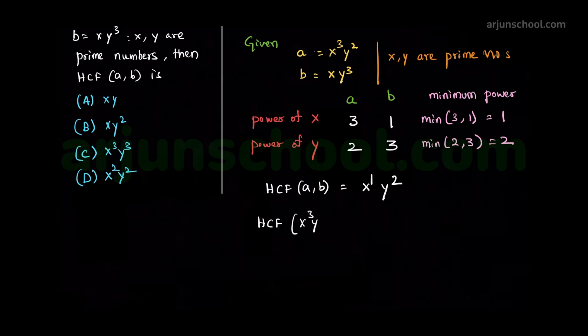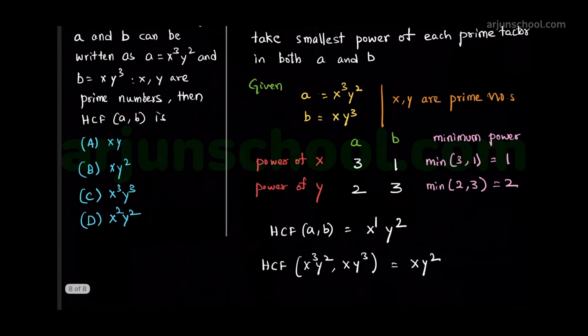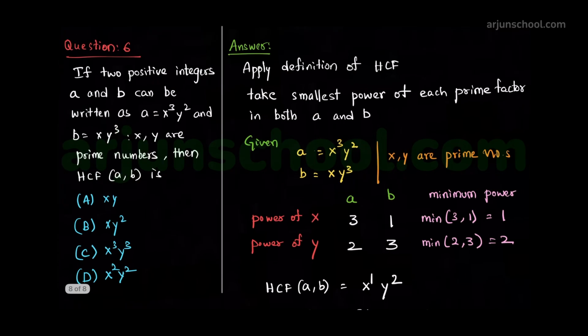Therefore HCF of x cube into y square, x into y cube is equal to x into y square, where x and y are prime numbers. From the given options, option B is the right answer. Therefore, if two positive integers a and b can be written as a is equal to x cube into y square and b is equal to x into y cube, where x and y are prime numbers, then HCF of a, b is x into y square.